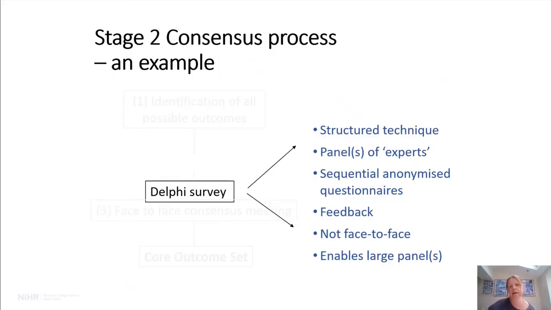So what happens in a Delphi? Essentially, you have one or more panels of experts. You are sent questionnaires or online surveys. You score the items within it. You then wait for a bit, and then you're sent some feedback, some results from that first round, and you're asked to reconsider based on the feedback, and you can score them. And most Delphis are now online, although there are still some sent out by post. But what it enables you, particularly if it's online, is you can involve a really large panel of people or panels of people, so lots of people giving their views.